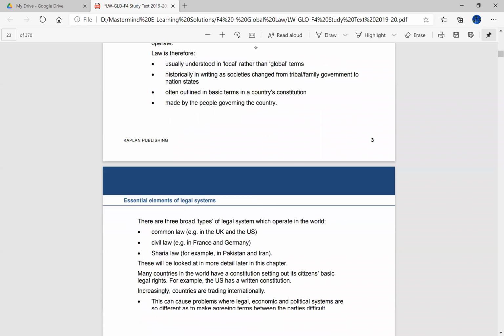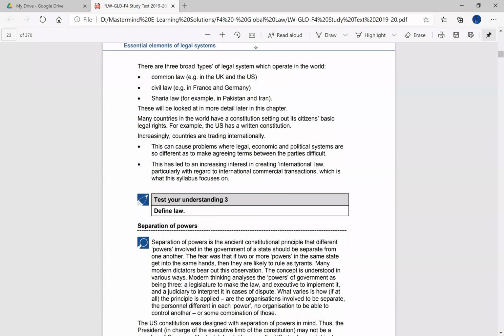Okay. So there are three broad types of legal systems which operate in the world: common law, civil law, and Sharia law. Common law is the law that is mostly applied in UK and USA. Civil law is the law that is applied in different European countries. Sharia law is specially applied in Islamic countries. We are going to discuss all of them in great detail. All common law, civil law, Sharia law, all three of them will be discussed in great detail.